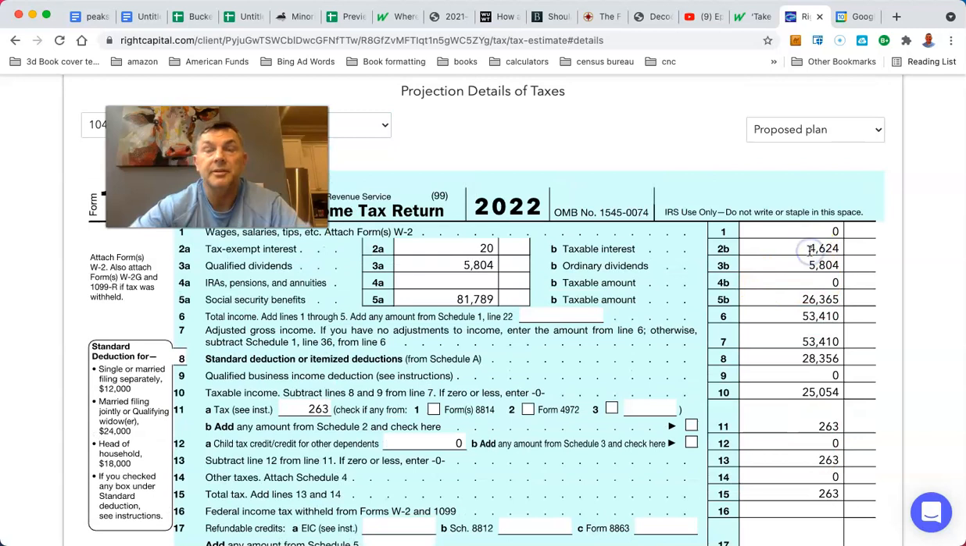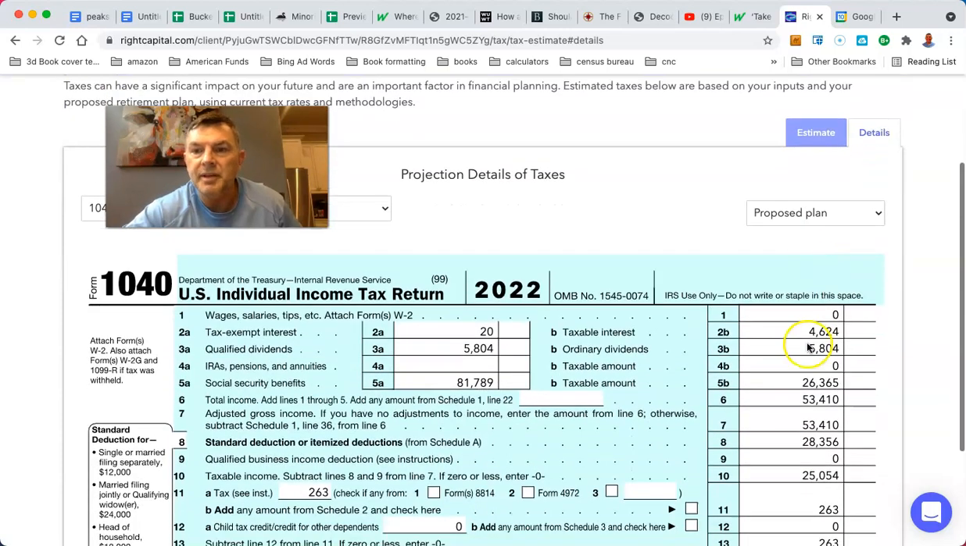So we have taxable interest, because at $500,000, I'm giving myself something like a 3% yield, I can't remember, and dividends of I think 2.5% or something like that. So I have a little bit of taxable interest, a little bit of qualified dividends, and that does make some of my Social Security subject to taxation. Before, I had $81,000 of Social Security, of which only 44 was subject to taxation. Now 26,000 is subject to taxation, right?